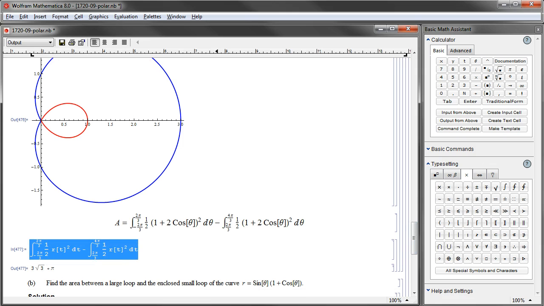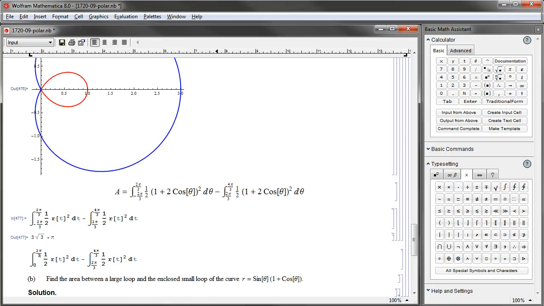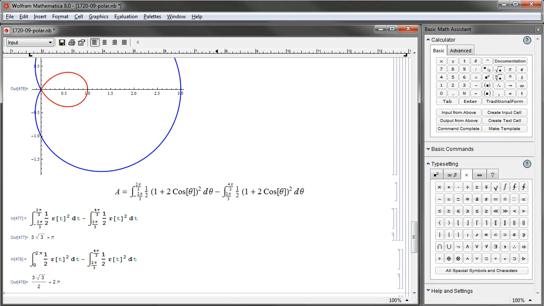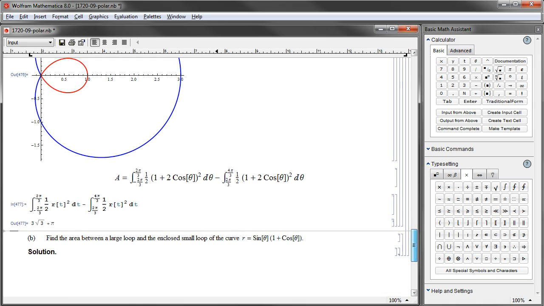I wonder what you get if you simply calculate this integral from 0 to 2 pi. Well, you get something different. So there's a trap.